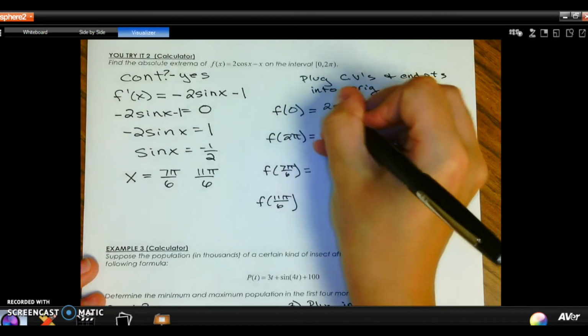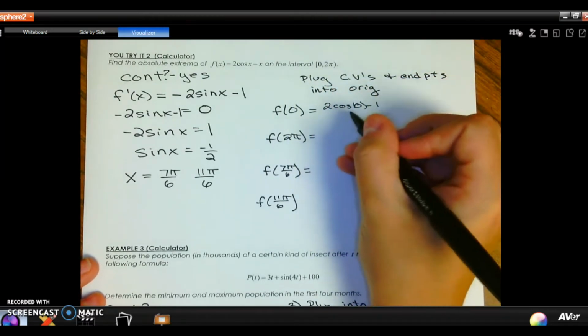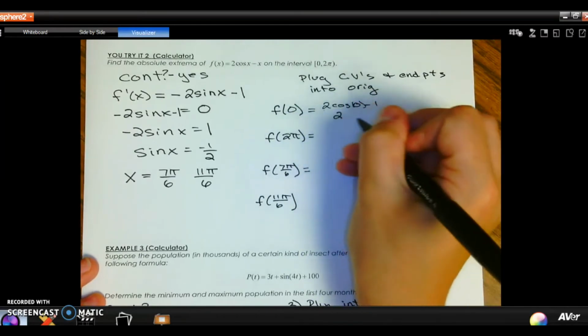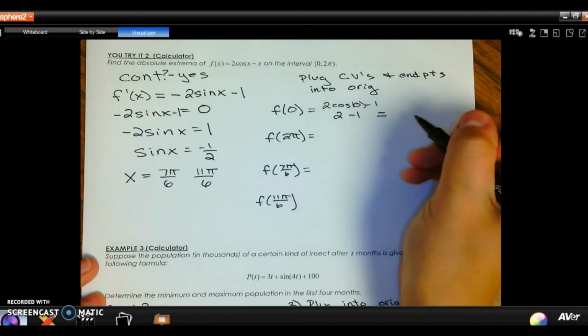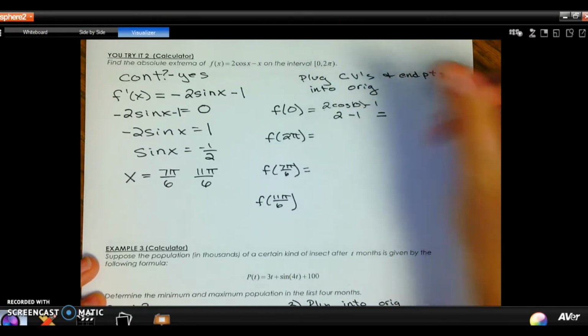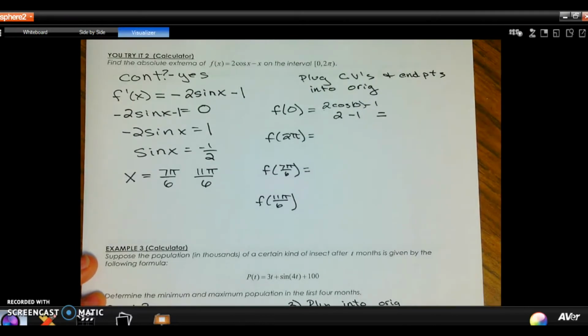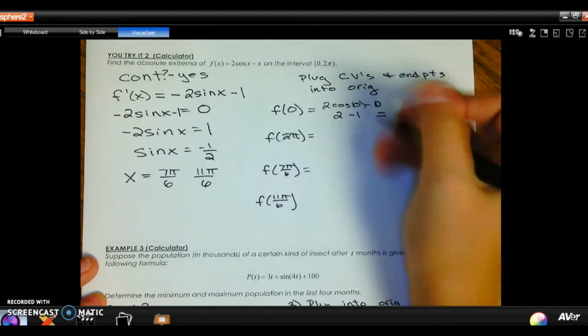Well, that's 2 cosine of 0 minus 0. Well, the cosine of 0 is 1. So you get 2 times 1, which is 2, minus 1. So for this one, oh, sorry, did I write that wrong? So this is cosine of 0 minus, yeah, sorry guys, the original is minus an x there, so this should have been a minus 0 there.